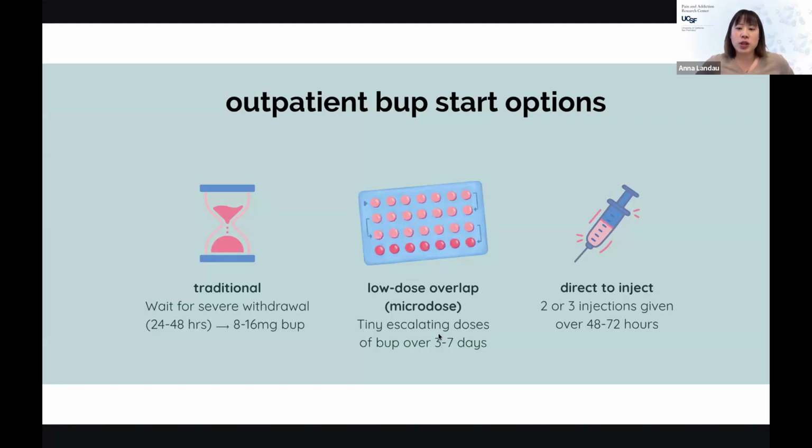And then there's the newest kid on the block, which is the direct-to-inject, which Damian mentioned, where we directly provide a long-acting injectable buprenorphine, usually the weekly second-generation injectable, Brixadi, and do a series of injections over 48 to 72 hours without any sublingual doses. And so we can talk a little bit more in depth about each of these strategies.